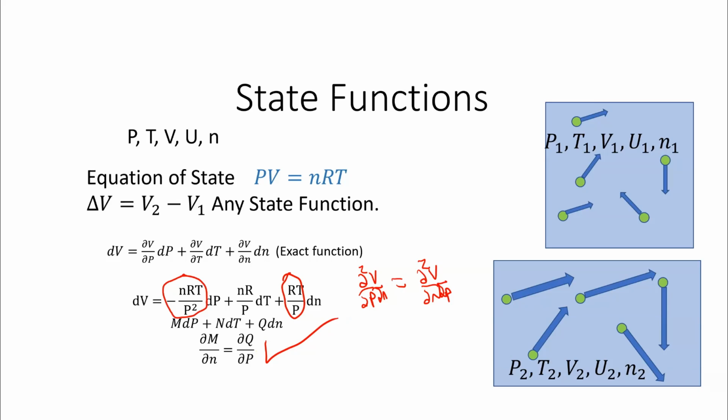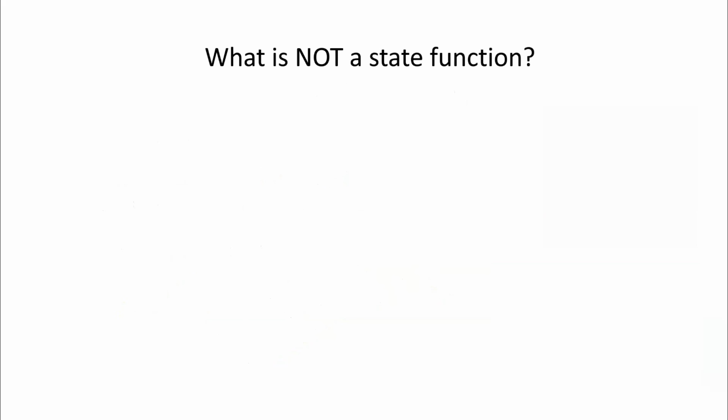And so you say, well, isn't this true of every single function you could possibly imagine? Well, perhaps, but the other question is: is it possible to write the differential of something and find that relation to not be true? And then what does that imply? So let's see, what is not a state function? Well, a good example of something that is not a state function is work and heat. Maybe you've heard this before. What does that mean? Work and heat are not state functions.